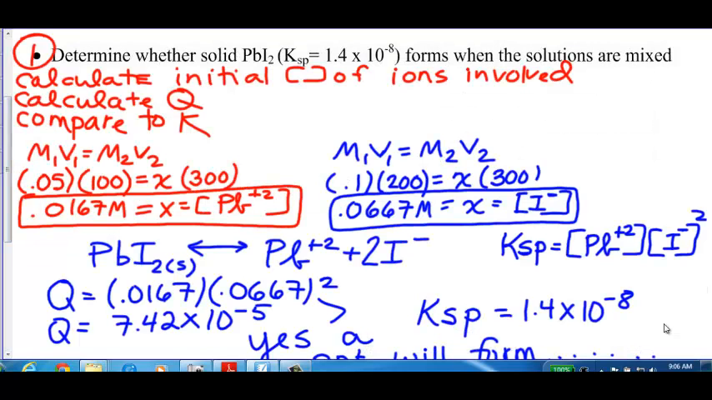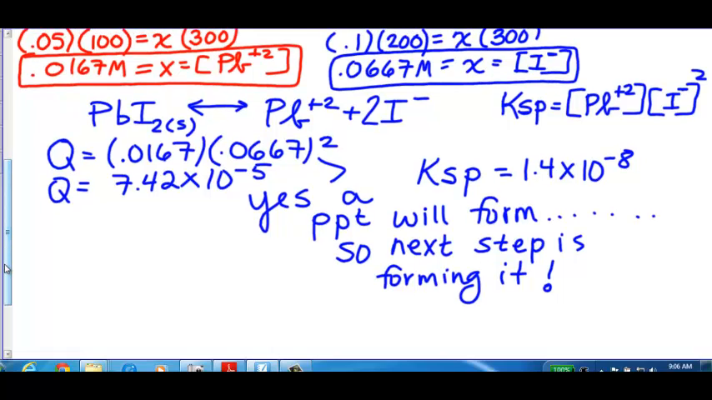minutes. We'll resume this. So we calculated our initial concentrations. Check yourself with me. When we mix the solutions, for lead I had 0.0167. For iodide I had 0.0667. I calculated Q to be 7.42 times 10 to the negative 5th. I compared that to KSP, which is 1.4 times 10 to the negative 8th. Since Q is greater than K, the reaction shifts left, which means you'll make a precipitate.